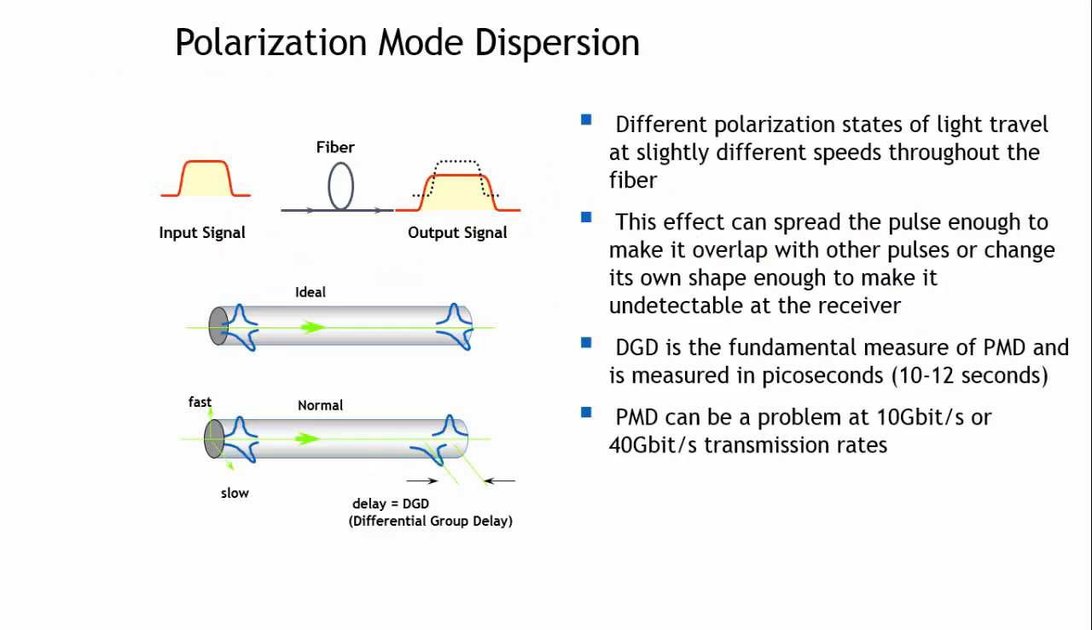Polarization mode dispersion. Different polarization states of the light travel at different speeds. Light has different polarization states, and they have different energy. So the pulses travel based on their energy, which is the polarization state. Because the pulses can spread, they can overlap with other pulses, and eventually they can change their own shape. This is what is called polarization mode dispersion. And polarization mode dispersion increases drastically when the data rate increases.